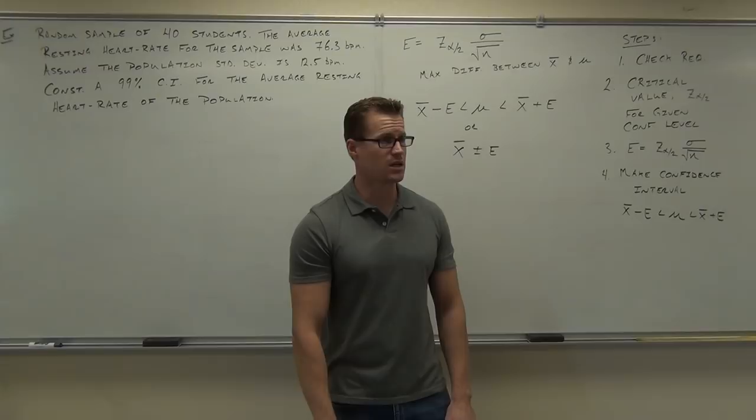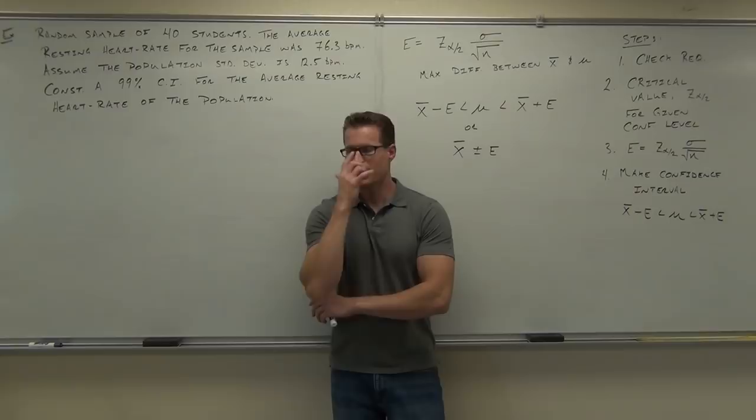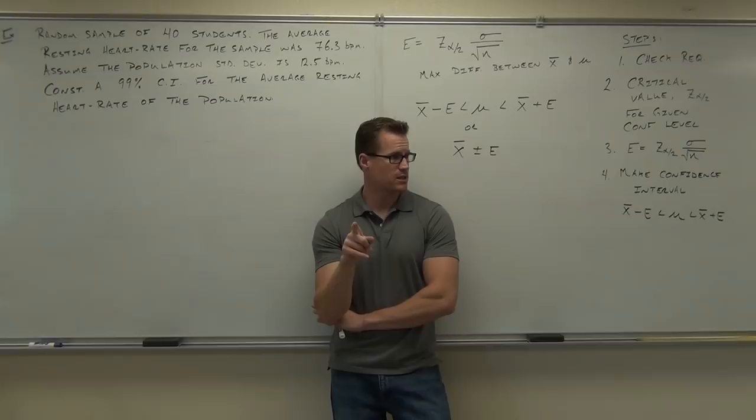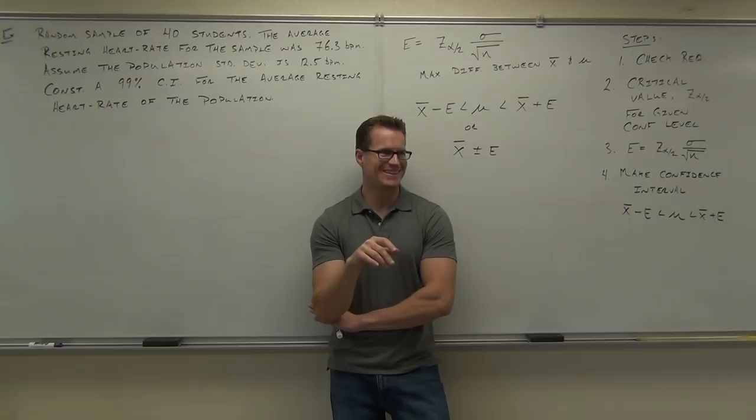First thing you've got to do, you've got to check the requirements. Now you have your requirements on your paper probably, right? The first requirement was what? Is the first requirement met? Do I have a random sample? I even said specifically I had a random sample. Even if I hadn't said random, you're going to assume it's a random sample, unless it says specifically, this sample was not random. Okay, then you know. This was just my buddies.